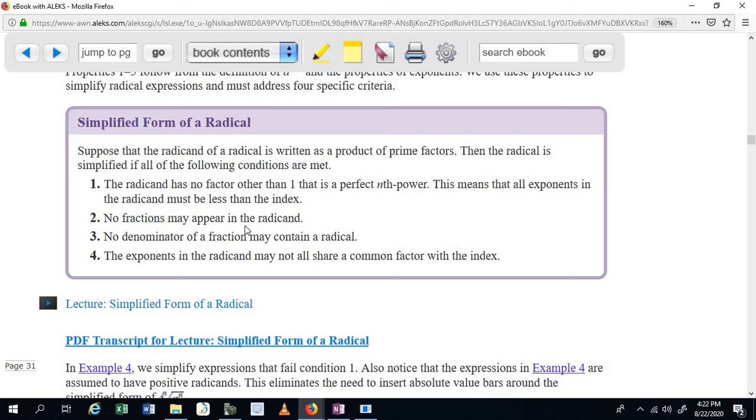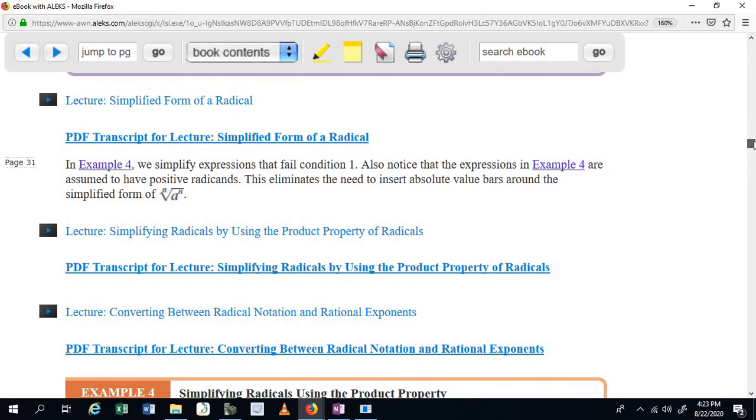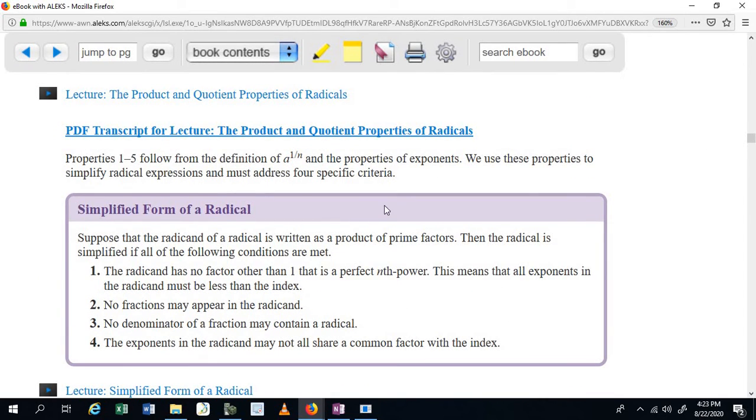Second one, no fractions may appear in the radicand. Third one is no denominator of a fraction may contain a radical. And then the fourth one is the exponents in the radicand may not share a common factor with the index. Okay, so I want to go over some examples where we simplify radicals, where a simplified radical is defined by these 4 rules.